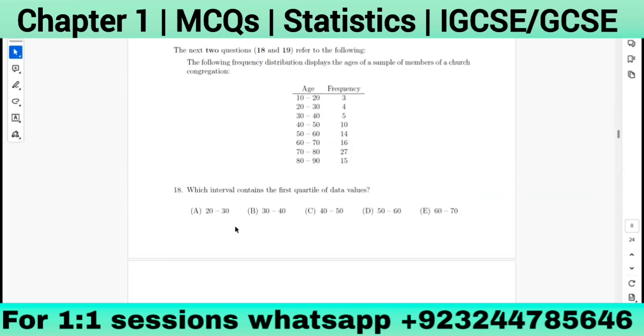The following frequency distribution displays the ages of a sample of members of a church congregation. So ages and the frequencies are given. Which interval contains the first quartile of the data values? So first of all, for the first quartile, we should know the median. And for the median, we should know the sum of the frequencies. So what is the sum of the frequencies?